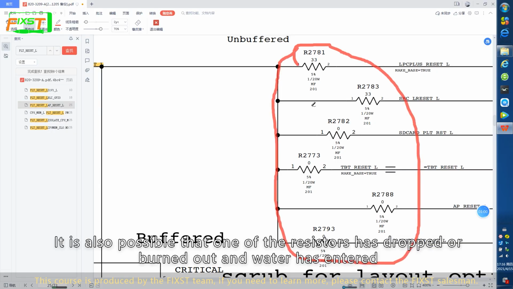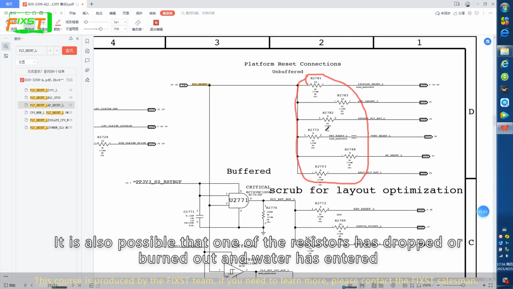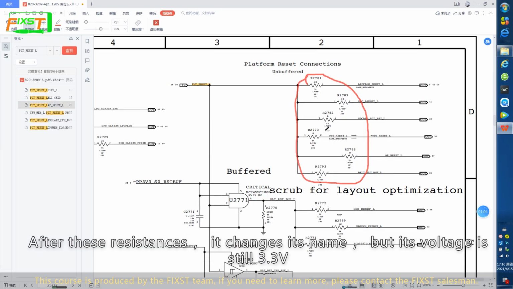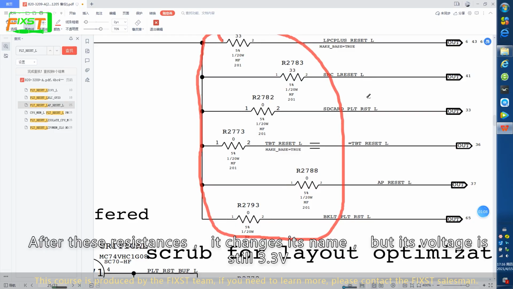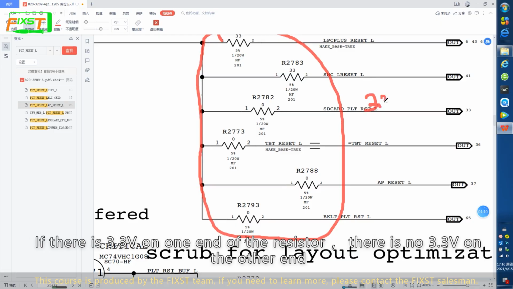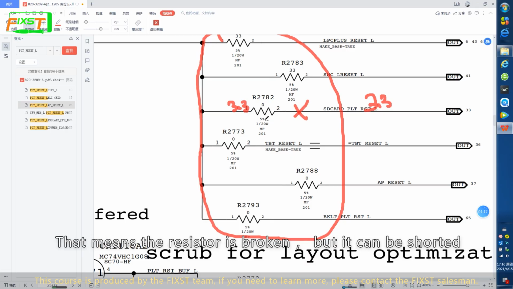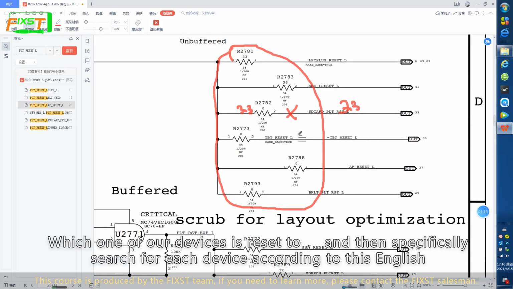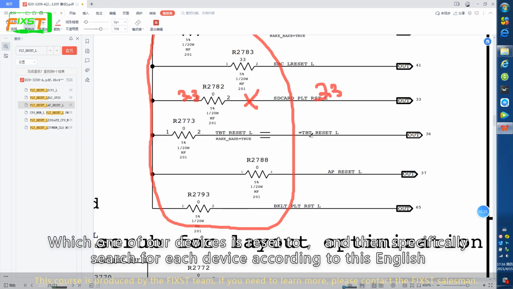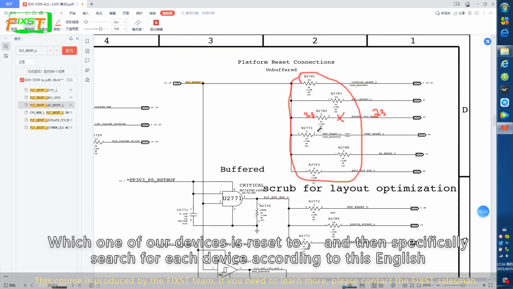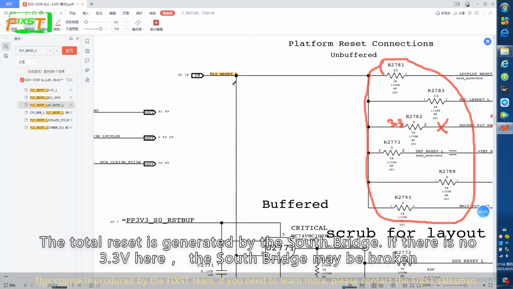It is possible that one of the resistors has been dropped and burned out, or water has entered. After this resistor, it changes its name, but the voltage is still 3.3 volt. If there is 3.3 volt on one end of the resistor but no 3.3 volt on the other end, that means the resistor is broken, but it can be shorted. Which device the reset goes to, we then search for each device according to the English name. The total reset is generated by the Southbridge. If there is no 3.3 here, the Southbridge may be broken.